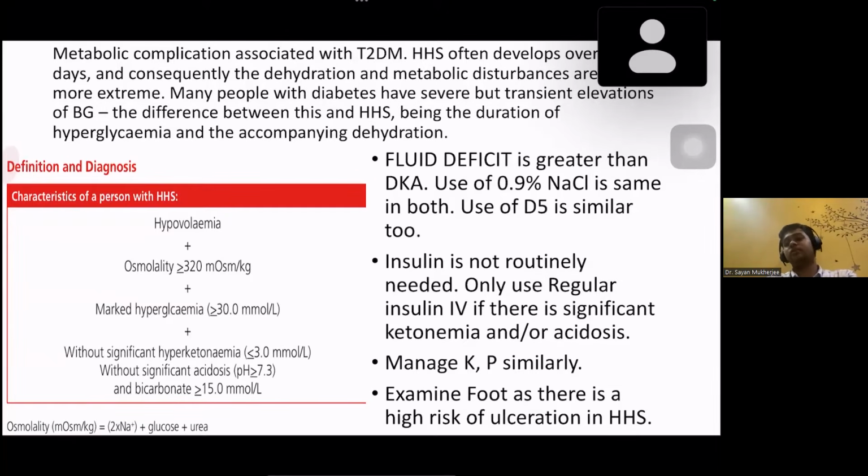Hydration with 0.9% NaCl and insulin together will reduce the ketogenesis, and that will automatically reduce the acidosis that the patient has. You don't need to give any fluid that has HCO3. It's not required. That's the thing.